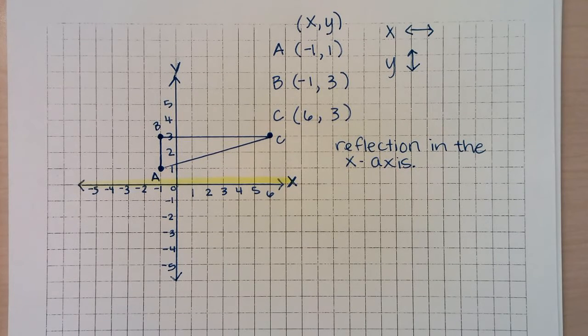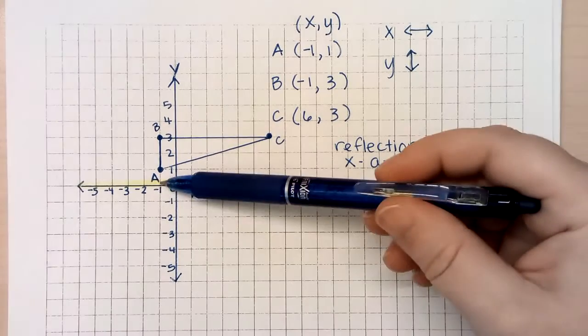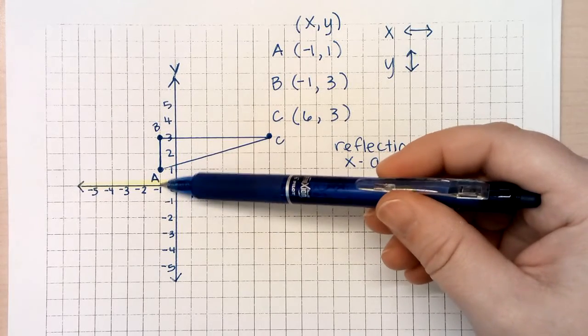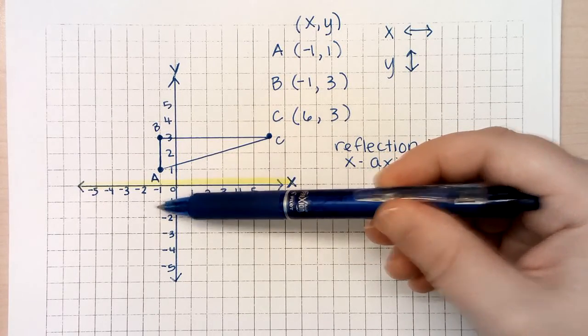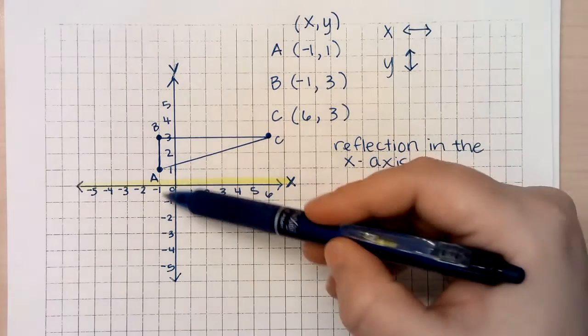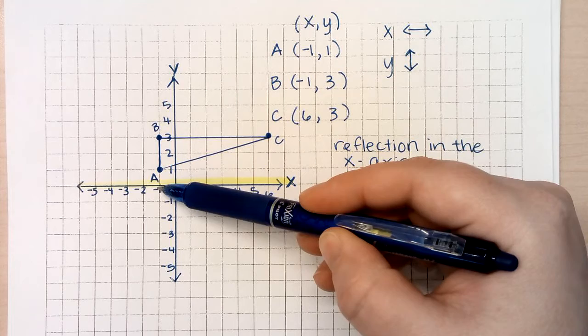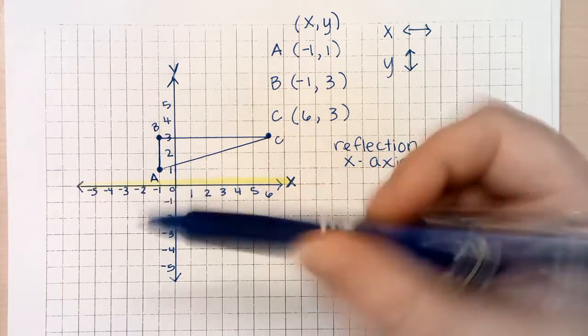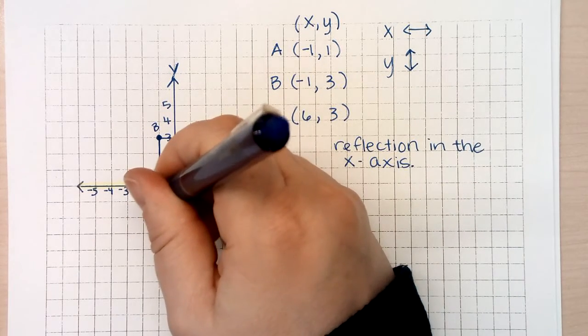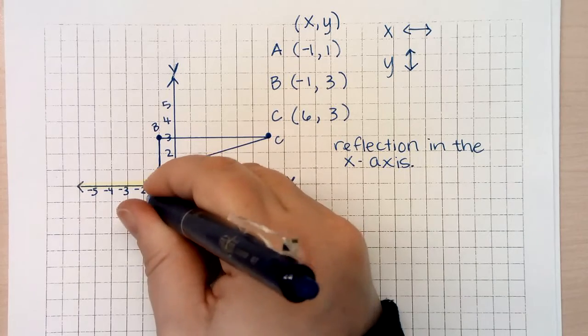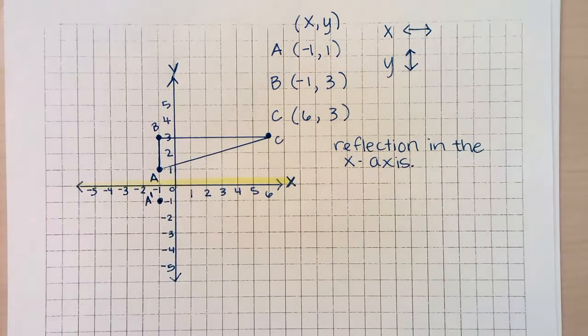So what you have to do is you just have to look at how far away each point is from the x-axis and do the opposite on the other side. So for A, see how A is 1 unit up? So we're going to go to our x-axis and go 1 unit down. Put a dot and write A prime, because this is our image.